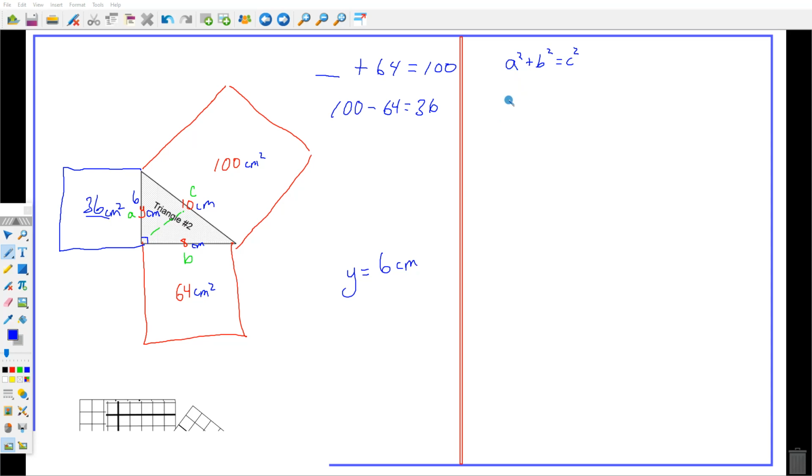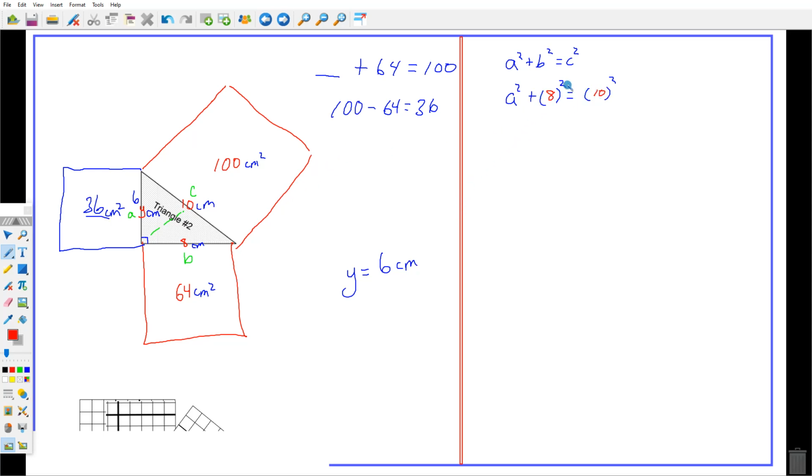I don't know what a is, so I'll just write it down again as a squared. I do know what b is, and I do know what c is, so I'm going to substitute those values in. In this case, b is just 8. That was given to us at the start. And c is 10. That was also given to us at the start.